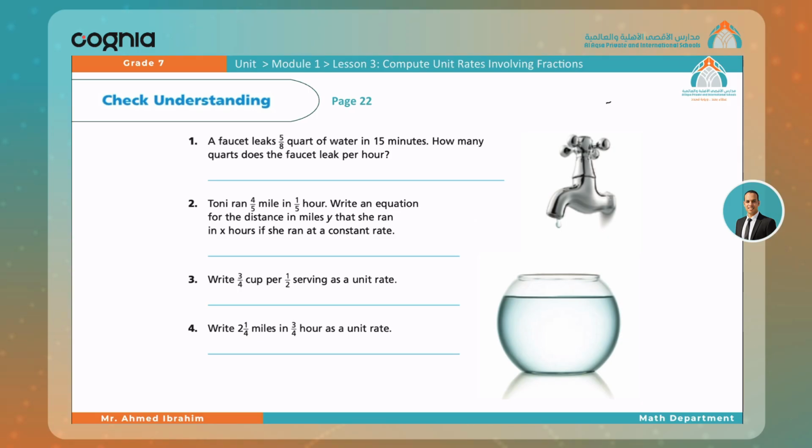So again, we need the amount of water per hour, so we need to divide the amount of water by the number of hours. But if you see in the question here, it says 15 minutes, not hours, and we know that 15 minutes is just a quarter of an hour. The easiest way to solve this, we divide the amount of water, the 5/8, by the number of hours, which is a quarter. So we just do 5/8 divided by a quarter.